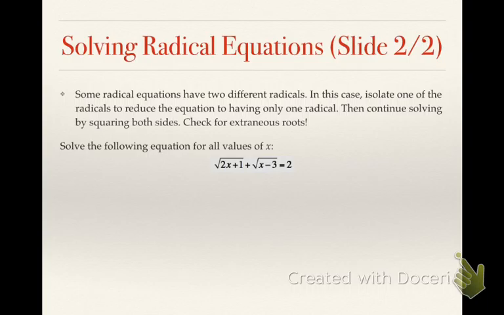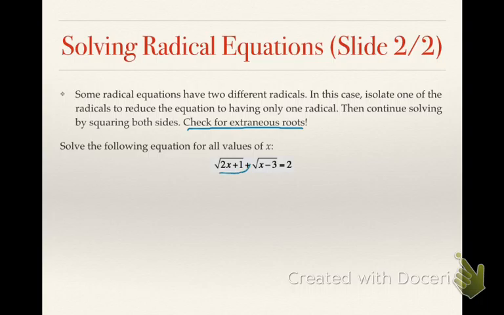Okay, now some radical equations have 2 radicals in them. In that case, you want to isolate one of them, and then when you square both sides, that will eliminate it down to just 1 radical rather than 2 radicals. So then you'll have to continue the process again to get no radicals. But still check for extraneous roots, because by squaring you still might be introducing some extraneous roots.